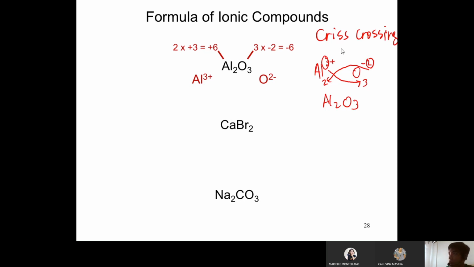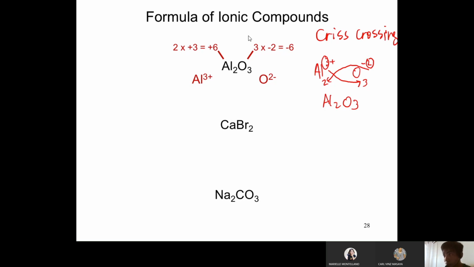So, gawin nyo muna, mag-crisscross kayo. Then, after doing crisscross, you check again kung tama na ba yung total charge. Kung positive 10 to, dapat sa kabila, negative 10. Kapag positive 1 to, kailangan sa kabila, negative 1. For the reason that, yung ating ionic compounds, dapat walang sobrang charge. Kailangan equal lang sila. Equal yung positive sa negative charges.